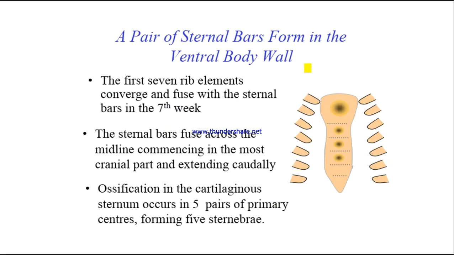So a pair of sternal bars forms the ventral body wall. The first 7 rib elements converge and fuse with the sternal bars in the 7th week, and then the sternal bars fuse across the midline, commencing in the most cranial part and extending caudally. As I've said in the previous lectures and in the lab lectures as well, we have this folding from caudal to cranial and this midline zipping during development, which we'll see again as we look at head and neck development. Ossification in the cartilaginous sternum occurs in 5 pairs of primary centres, and this is going to form 5 sternebrae.